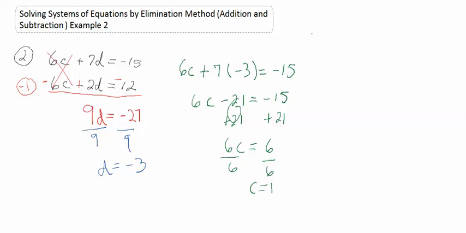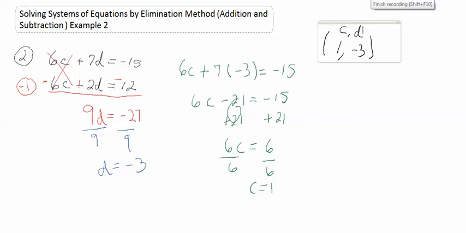Okay, so now I've got my ordered pair. When I list them, I'm going to go ahead and list them in alphabetical order. My c is 1, and my d is negative 3. And again, you could go through and plug them in and check your equation. I'm going to let you do that on your own if you like. So that is example 2.